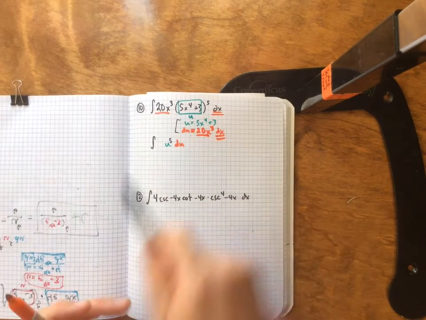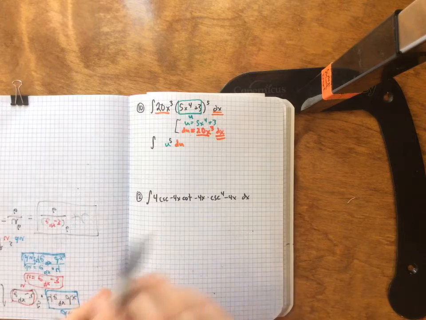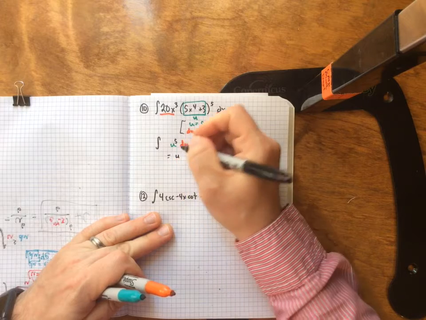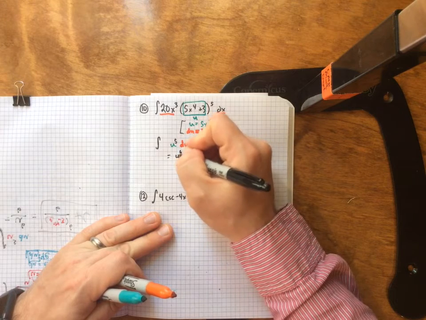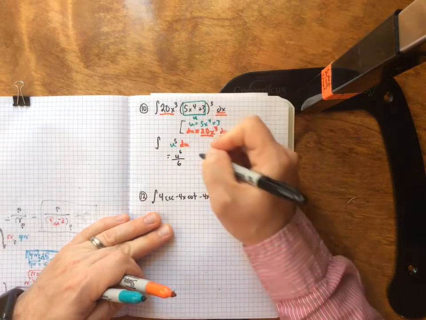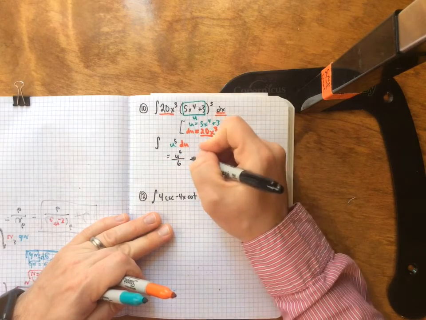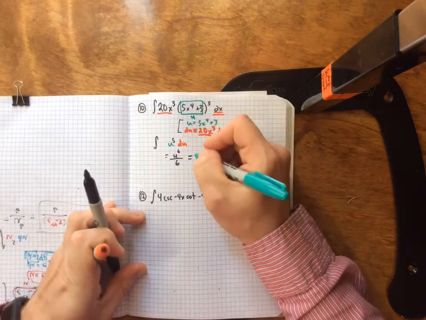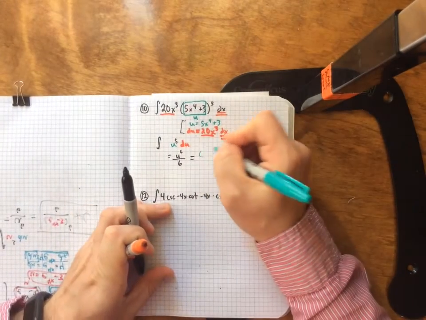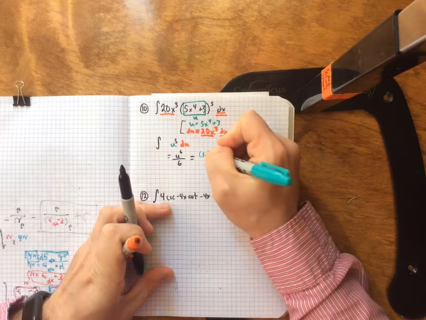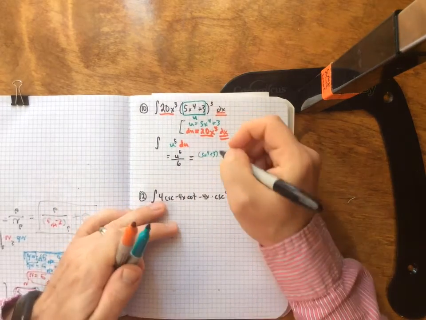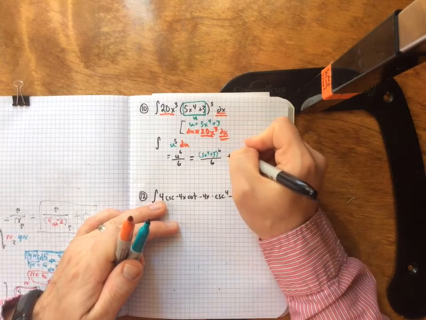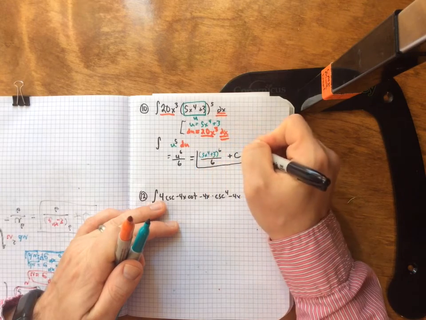So the antiderivative of u to the fifth is just equal to, this is a power rule, we add 1 to the power, u to the sixth over 6. And our final answer comes from plugging u back in. So instead of u to the sixth, we have 5x to the fourth plus 3 to the sixth over 6, and of course our plus c at the end.